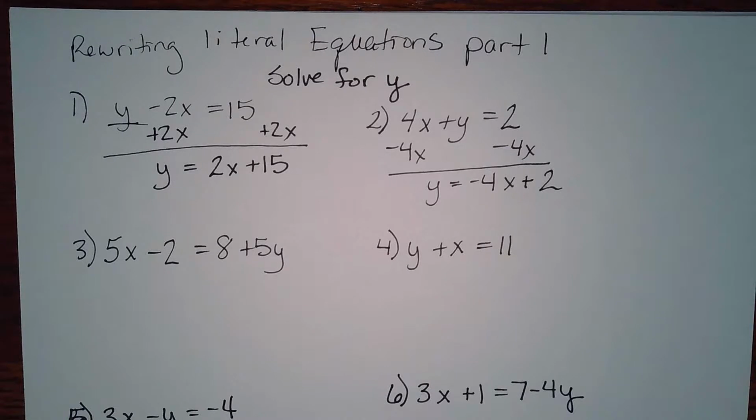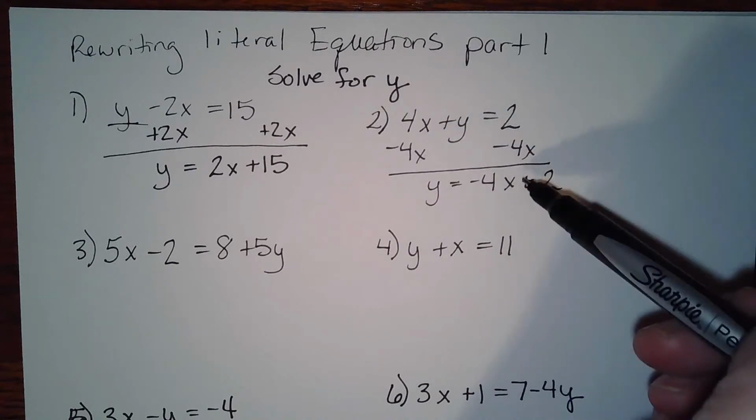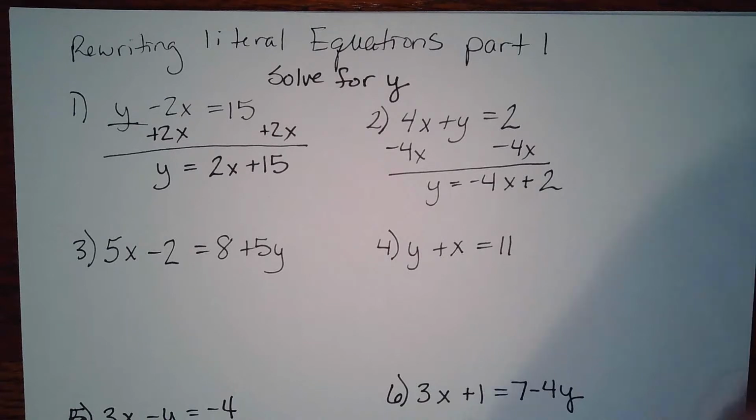Okay, hopefully you paused the video. So for number 2, what you should have done was subtracted the 4x across and then rewrote it as y equals negative 4x plus 2. If you got that, excellent job. If not, keep trying.